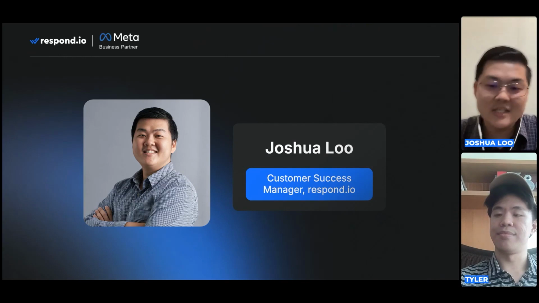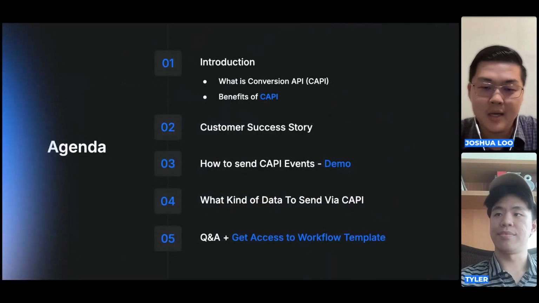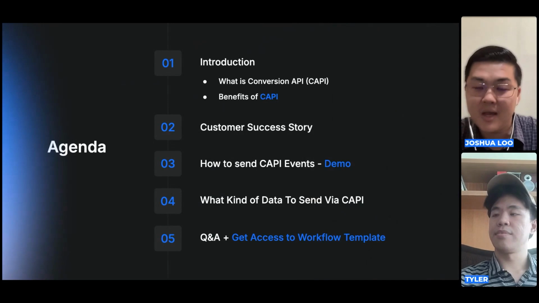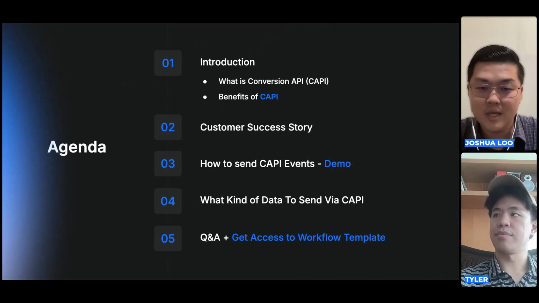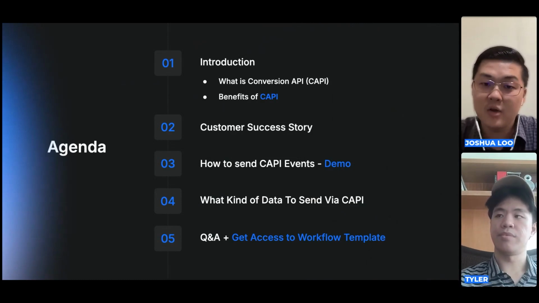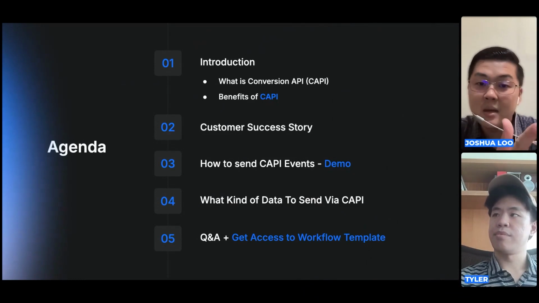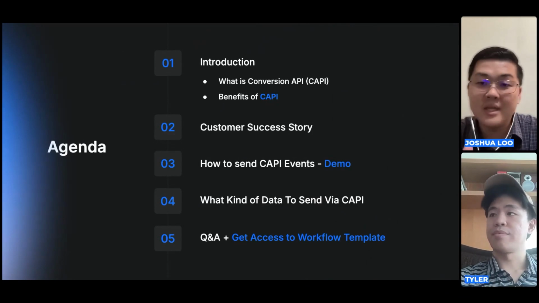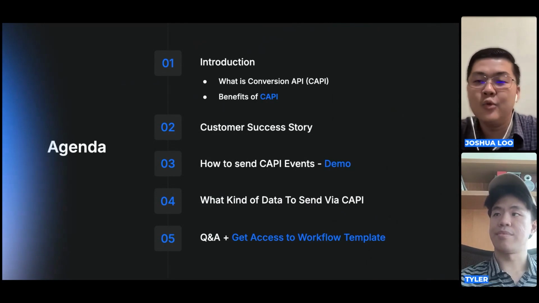So what is the agenda today? There'll be 5 parts we're going to go through. First, I'm going to introduce what CAPI, the Conversion API, is and what the benefits are for you. Then I'm going to share one success story that we had with one of our customers. After that, we'll dive into the nitty-gritty of CAPI: how to set it up, what you need to do on your Meta business portfolio side, and what you need to do on Respond.io side. And lastly, you'll see what kind of data or signal we can send to Meta from Respond.io.